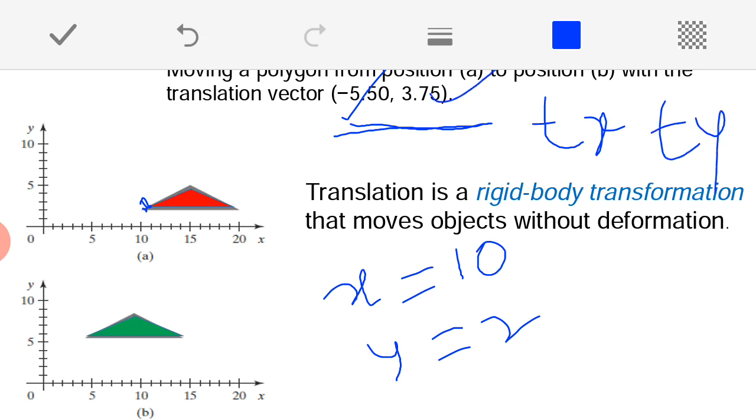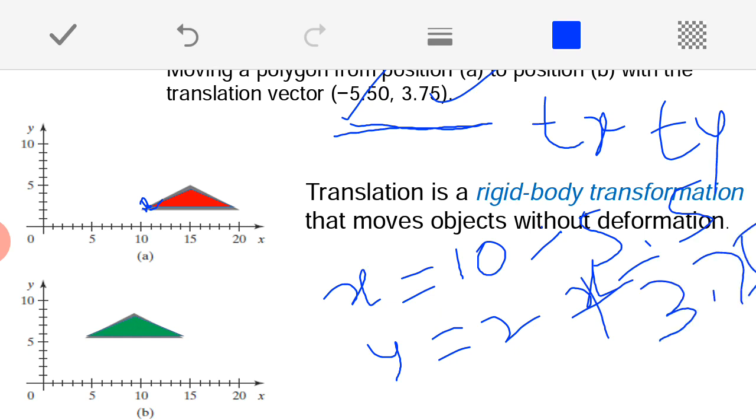3.75. Is it clear? Now, if I want to move this particular point from this position to a new position, what will be happening here? My x will be added with what? Here x is already 10, and this is minus 5.5, and y is equal to 2. 2 plus how much? 3.75. So, that is what is happening over here.